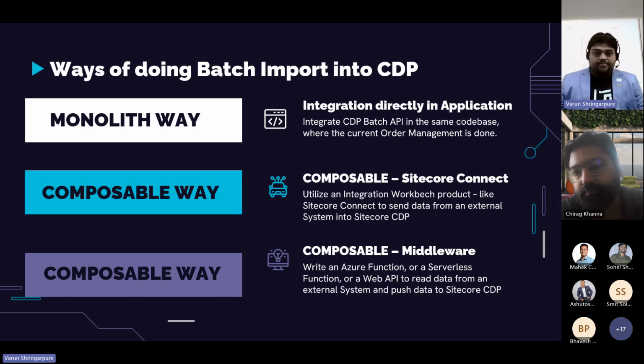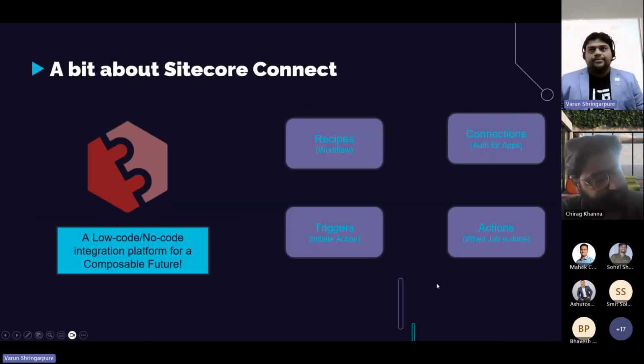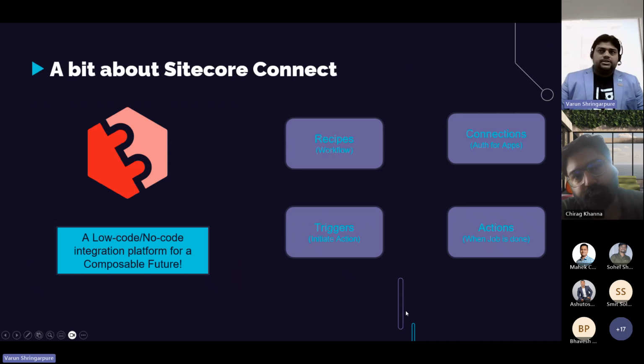Of course, there is going to be a detailed training on Sitecore Connect as well. But because we were talking about Sitecore Connect a bit, we thought why not give a little bit of a gist about it. So what is Sitecore Connect? Basically, it's a low code or no code integration platform, which you can put into four basic terminologies or blocks. One is recipes. Recipes are a flow of steps. It's a workflow basically.